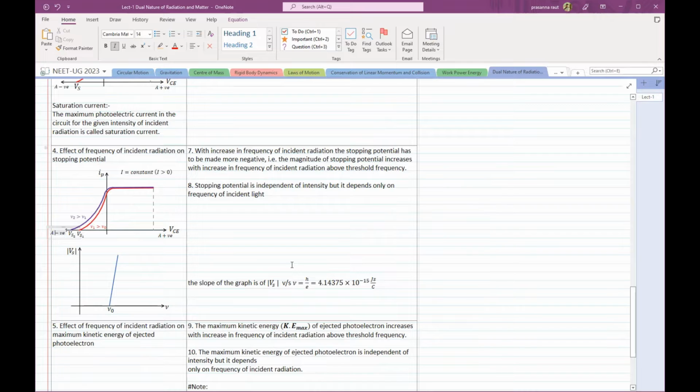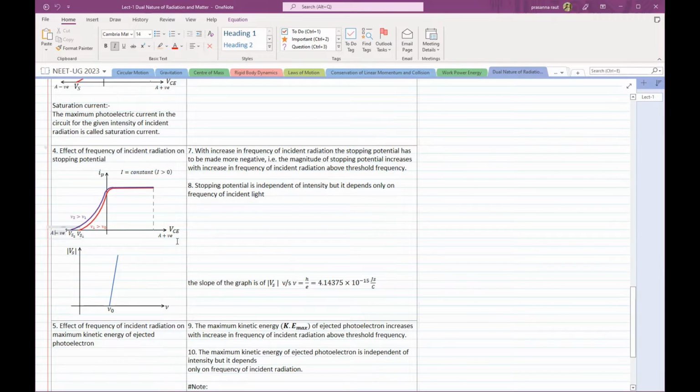तो what we have observed, with increase in frequency of incident radiation, the stopping potential has to be made more negative, यानी वो और पीछे की तरफ चला गया. देखो nu2 is greater than nu1, तो आपका Vs2 is on left of Vs1, is on the left hand side. Okay, that is the magnitude of stopping potential increases with increase in frequency of incident radiation above threshold frequency. तो ये हमें पता है.